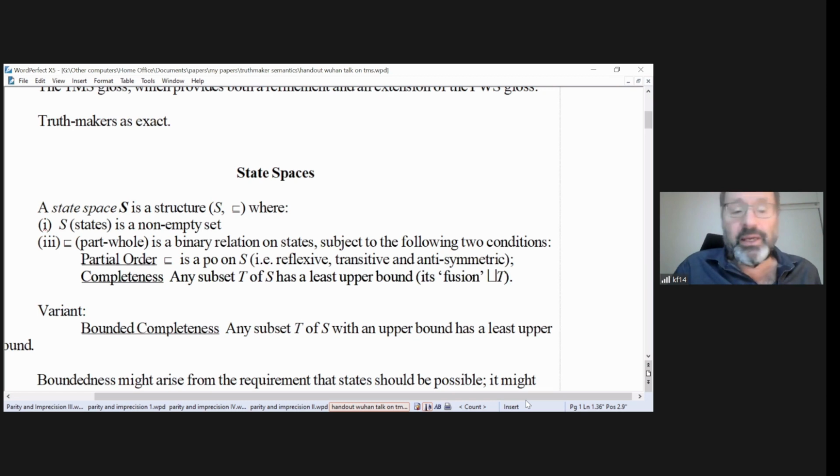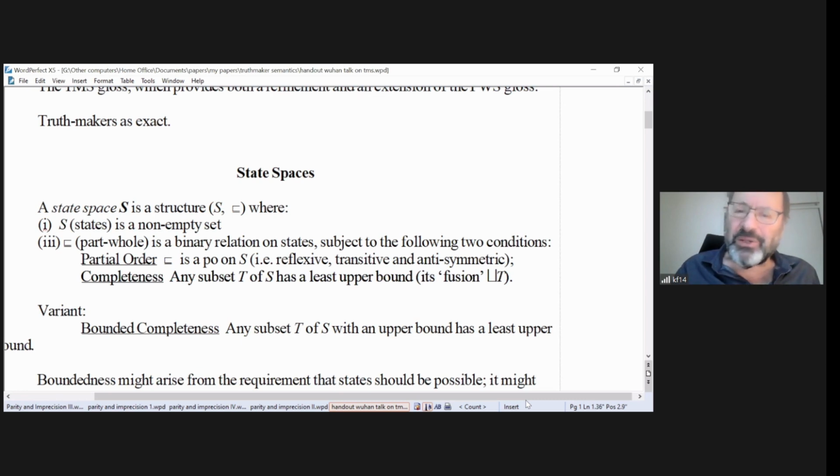So initially, in my earlier work, when I insisted upon bounded completeness, I was thinking all the states should be possible. I was still in the grip of the possible world semantics in that regard. And then I realized, oh, look, there's actually a lot to be gained by allowing impossible states. Something is actually lost by not allowing them. So I said, let's have completeness.